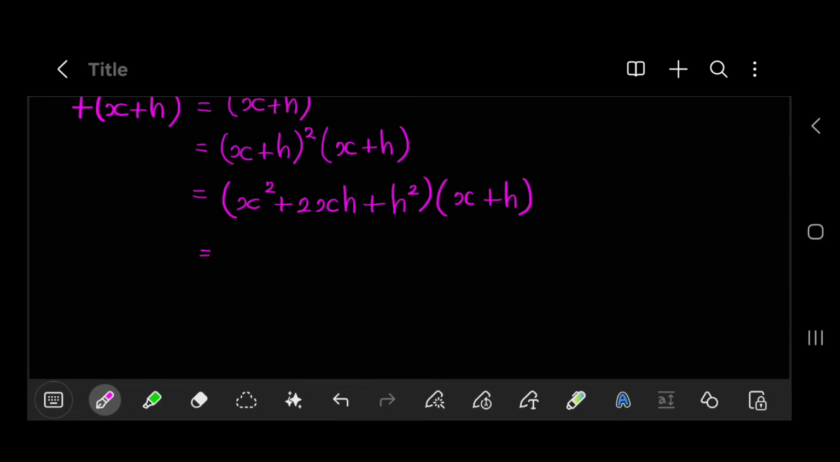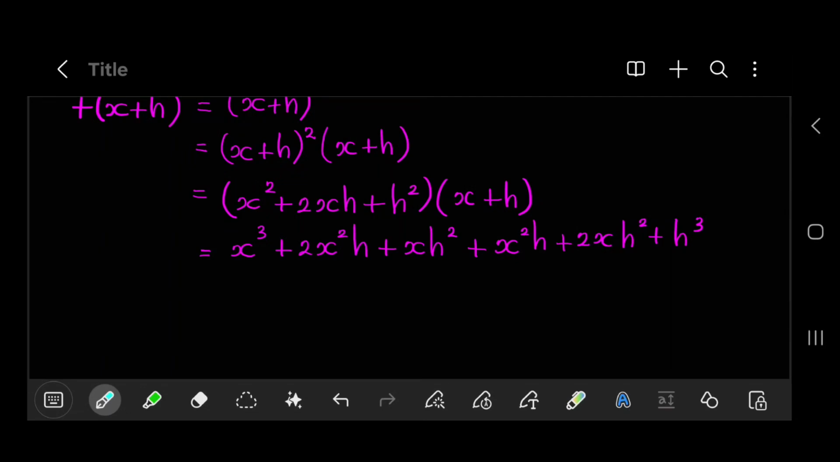Remember, you guys, we were introduced to products in grade 10, where in this case we have a trinomial times a binomial. I'm going to take all three terms and multiply them with x. That will result in x cubed plus 2x squared h plus x h squared. I'm now going to take all three terms and multiply with h. That gives me x squared h plus 2x h squared plus h cubed.